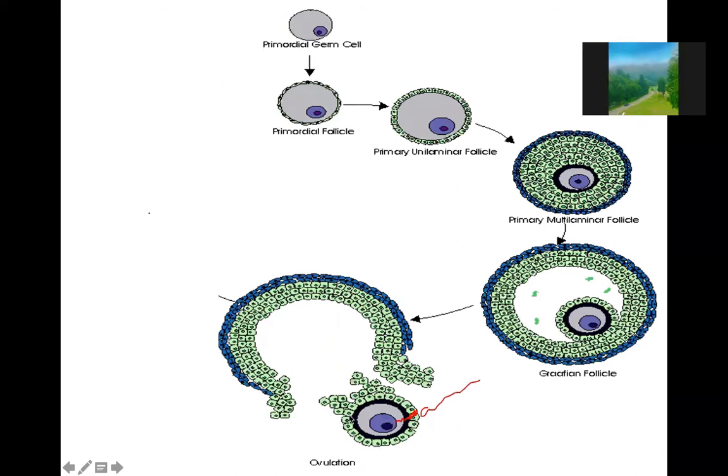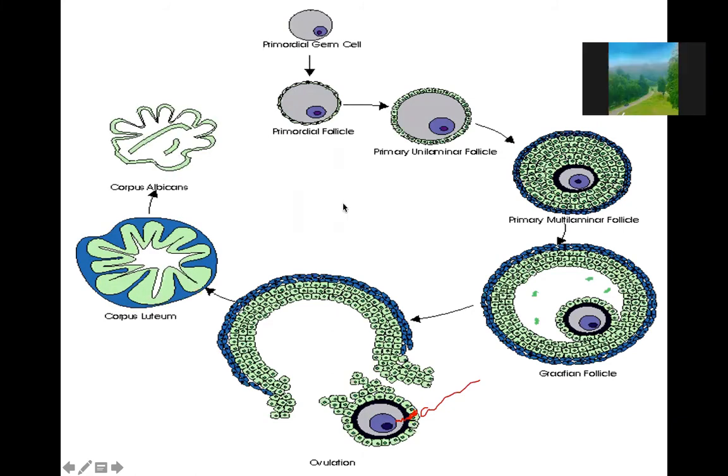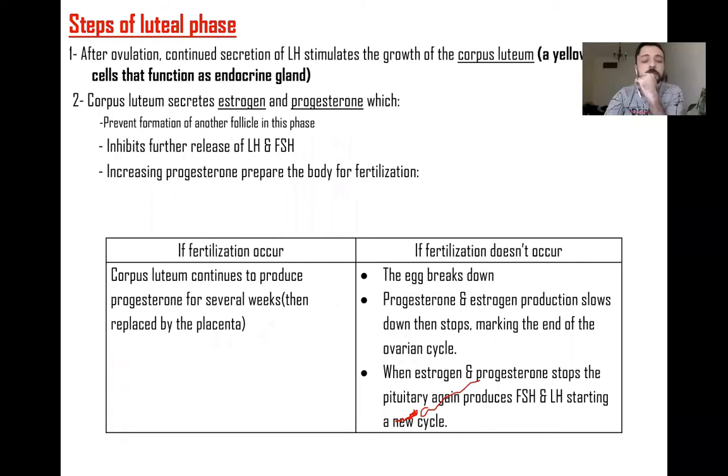As the follicle becomes empty, meaning the egg is released, the empty follicle develops into the corpus luteum. That will become the corpus albicans. The corpus albicans will be releasing estrogen and progesterone, and as a result, no more FSH and LH will be released.